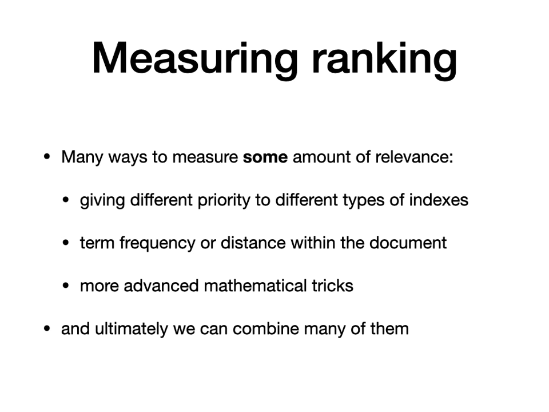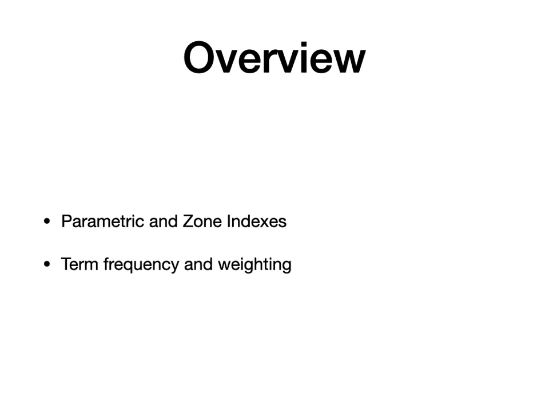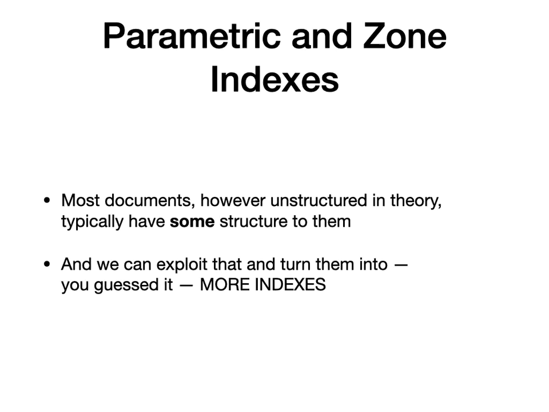So today, we're going to talk about two specific kinds. Parametric and zone indexes, which we'll talk about, and then term frequency and weighting. So, let's get into them. Parameters and zones. Parametric and zone indexes.